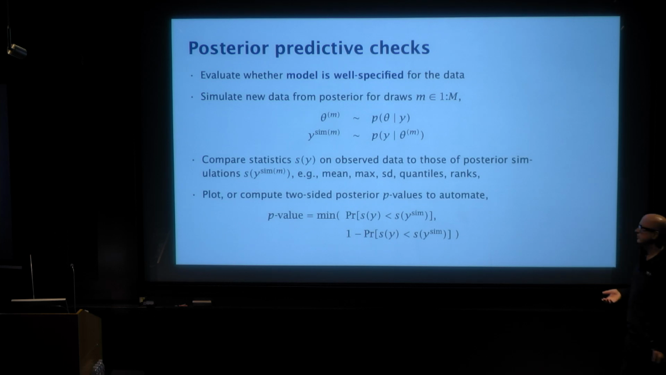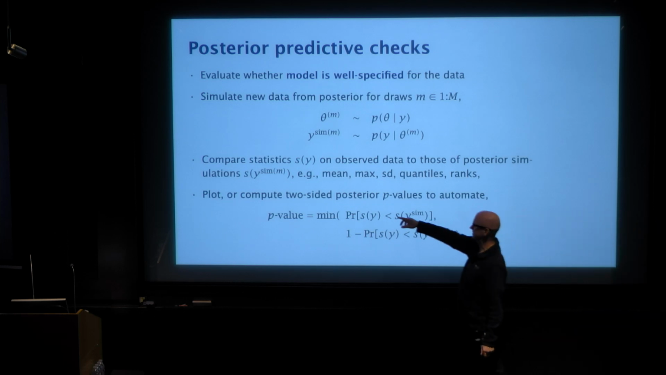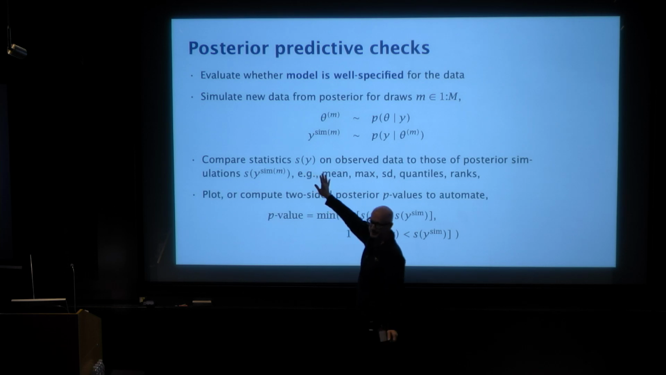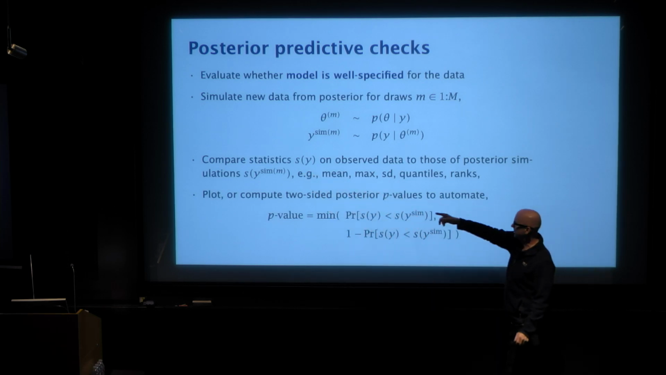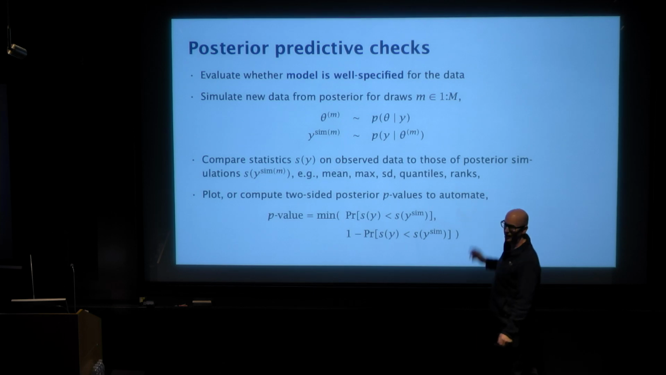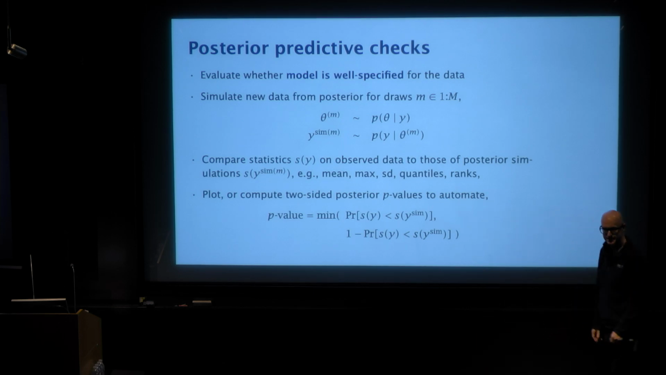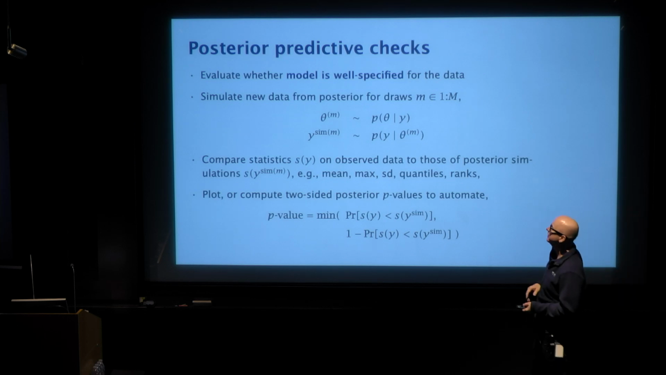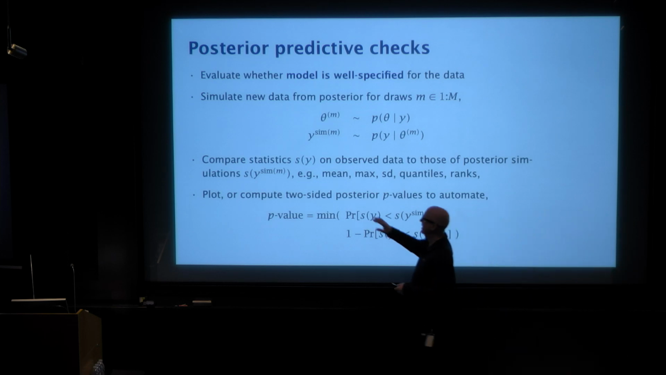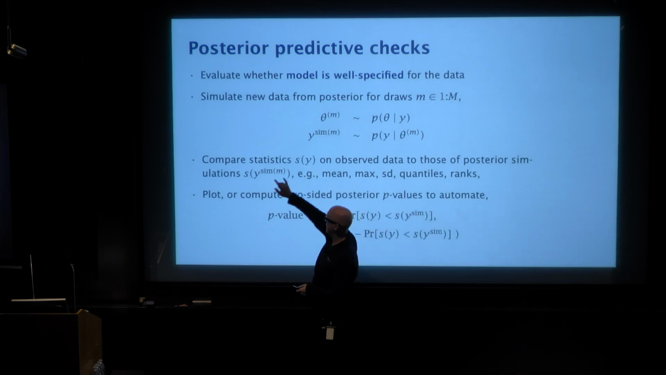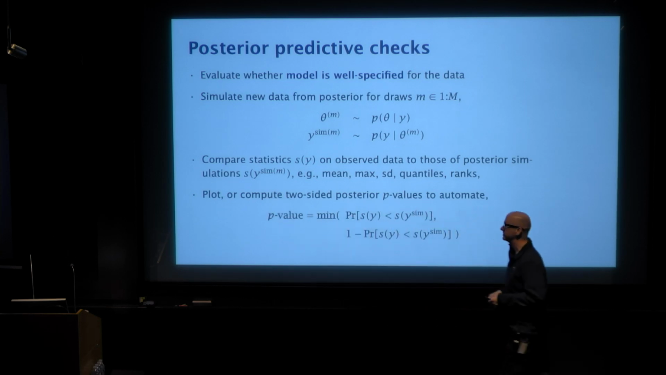So what do we do? Well, I compare statistics. A statistic is just some function on a random variable. Typically, we use things like mean, max, standard deviation, quantile functions, and ranks, which are easy to compute and we can interpret. But this can be any old function you come up with. And what we're going to do is look at the statistics we get on the actual data set we have and on the simulated data sets where we've simulated from posterior draws.